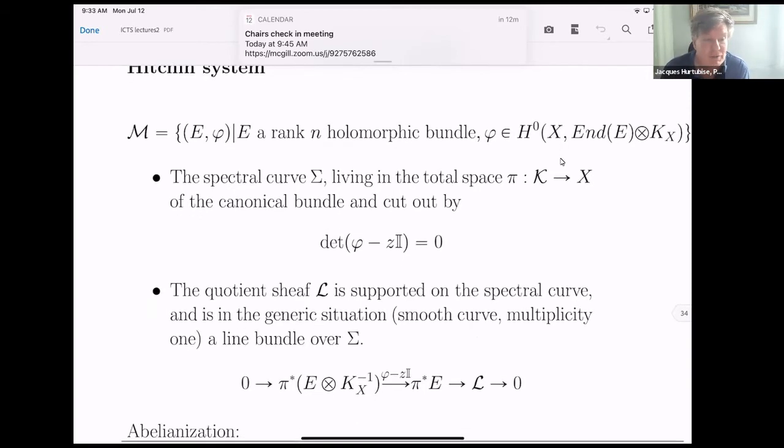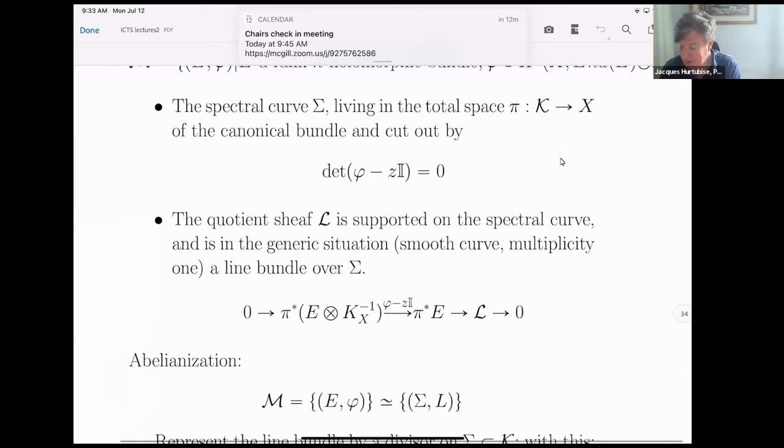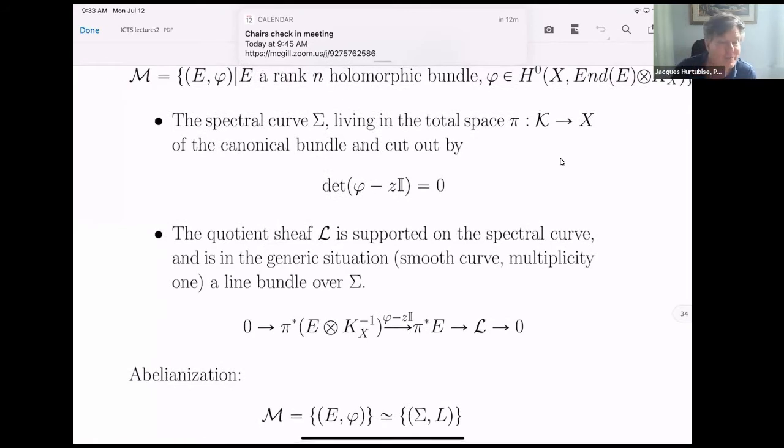So just to recall, what did we have for the Hitchin system? We had a rank n moduli space of pairs (E, phi), where E was a rank n holomorphic bundle and phi was a Higgs field, so a section of the endomorphisms of E tensor the canonical bundle. From these, we had two invariants. The first is a spectral curve, which lives in the total space of the canonical bundle, and it was cut out by taking the spectrum: the determinant of phi minus z times the identity equals 0.